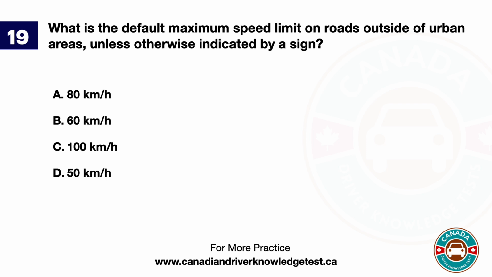Question 19. What is the default maximum speed limit on roads outside of urban areas, unless otherwise indicated by a sign? A. 80 km per hour. B. 60 km per hour. C. 100 km/h. D. 50 km/h. The answer is A. 80 km per hour.